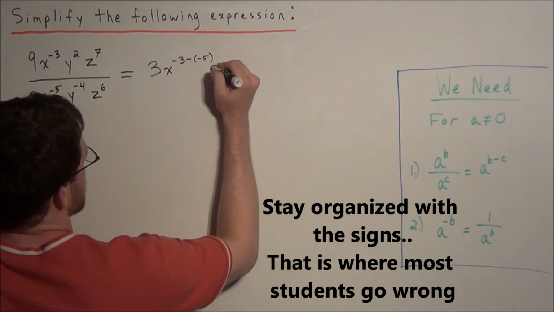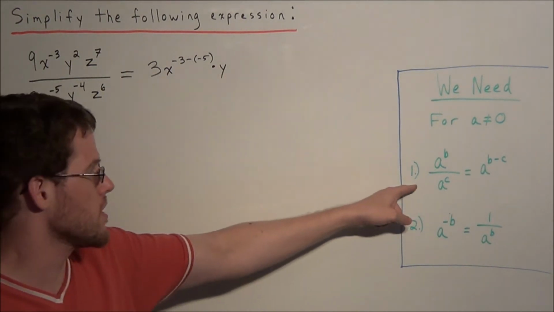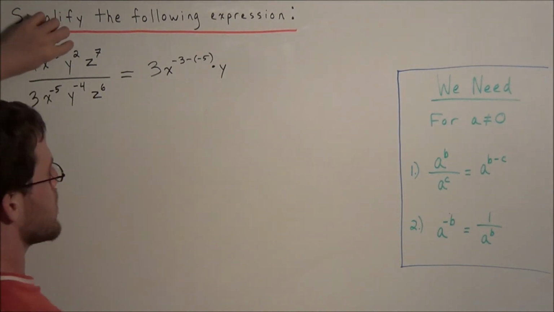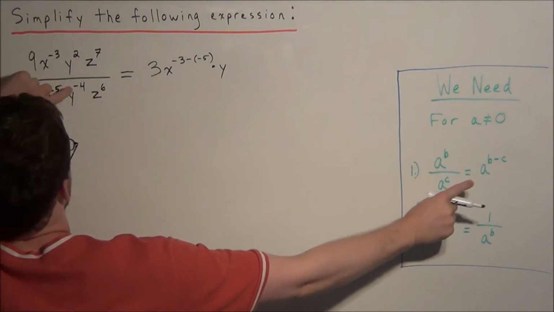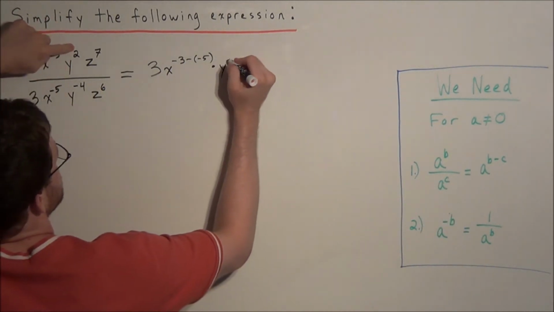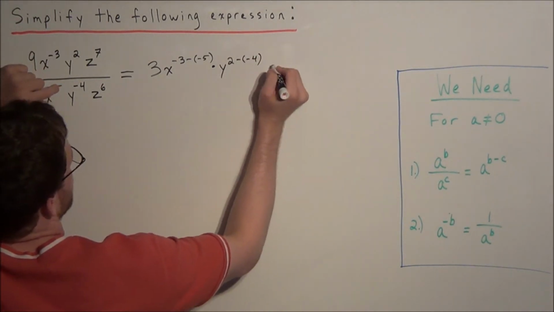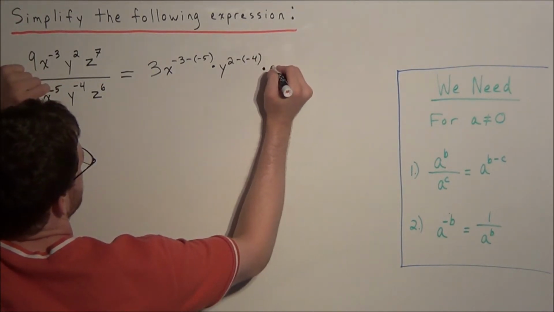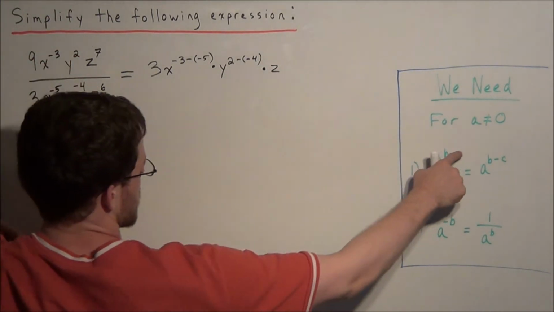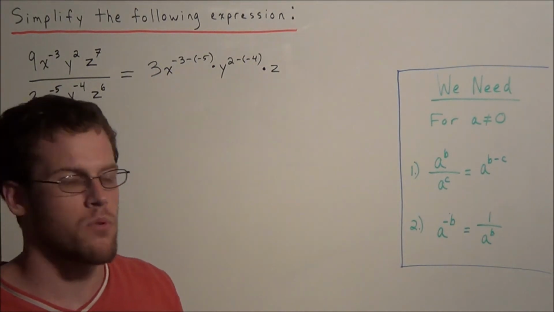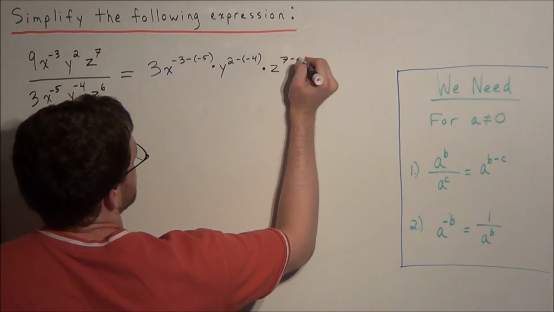So now we're going to multiply times y, and now we're using this property again, except now we have a b value of positive 2 and we have a c value of negative 4. So we're doing y to the 2 minus negative 4. And now our last piece will be times z to the 7 minus 6, once again using this division of exponents property. So now z to the 7 minus 6.